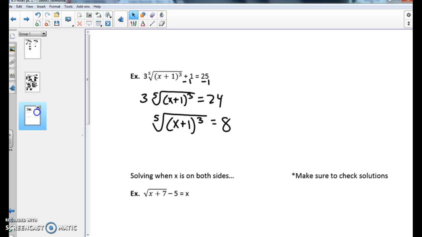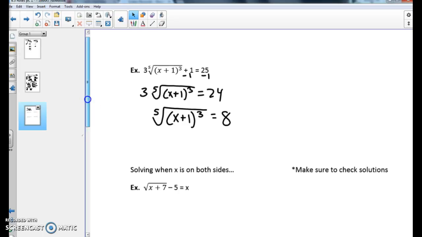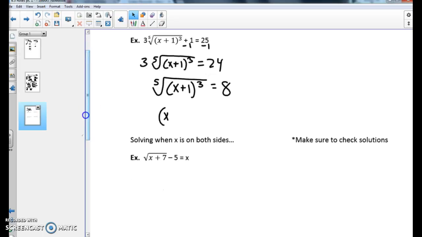Now I'm going to flip this radical form around on the left and put it in exponent form. That's going to help me visualize what's going on. I have x plus 1 to the 3/5 power. And so now I know that I need to take each side to the 5/3 power. When I raise each side to the 5/3, on the left, I get just x plus 1. And on the right, I get 8 to the 5/3.